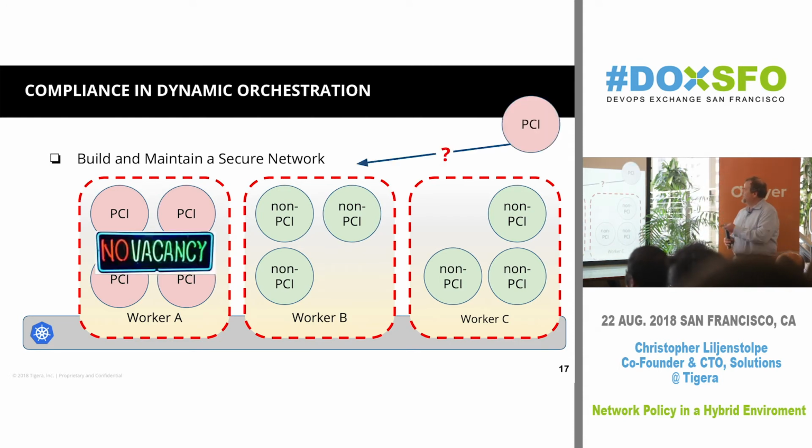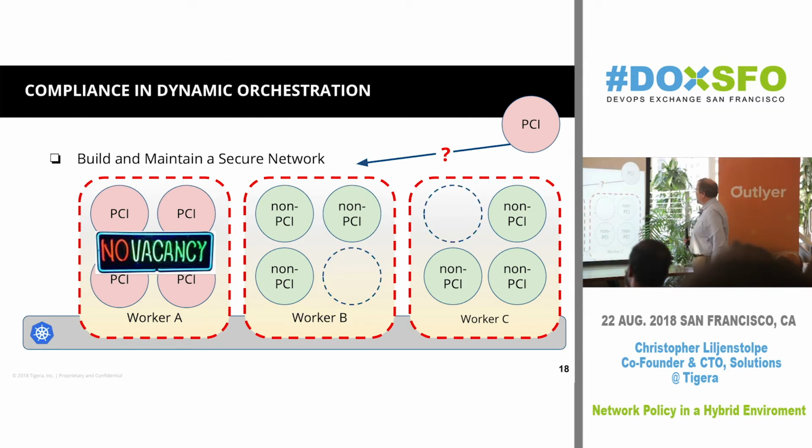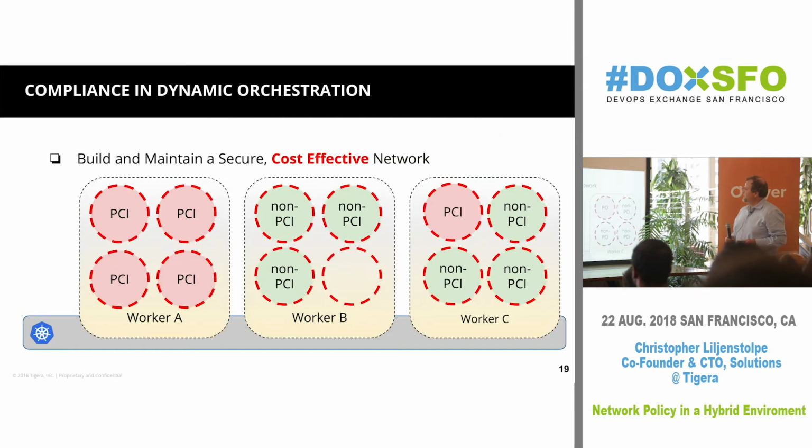A little problem: a new PCI workload comes along, and the only worker that's able to do PCI can't handle this workload. I've got spare capacity, but that spare capacity is not consumable because it's a PCI workload. So if I've done this as a perimeter in Kubernetes around a node or whatever, this is going to be somewhat problematic. What if instead, using network policy, I build the filters right around the individual workloads?